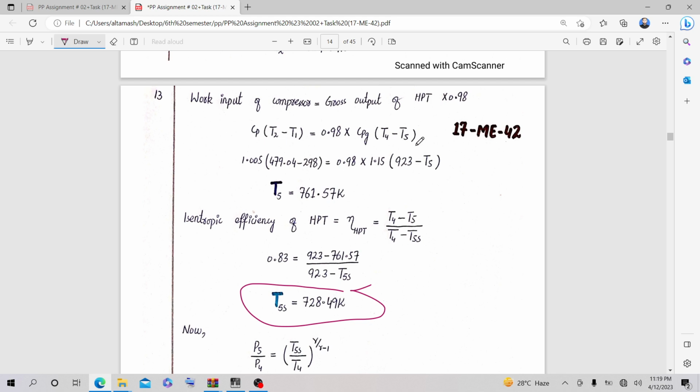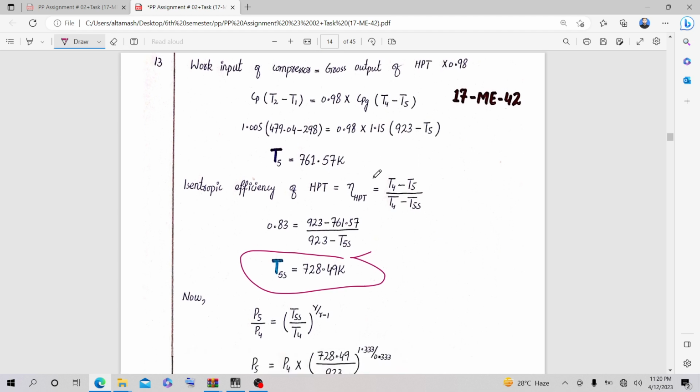The things are same, all the things are same. So T2 minus T1, and here we have T4 minus T5, and T4 is now the output of the combustor. T5 is unknown, and we will use this relation to find the value of T5. So the basic thing is that we have to use our mind to calculate what is given and what we have to calculate. So we will develop a relation in our mind, and these numericals will be very easy.